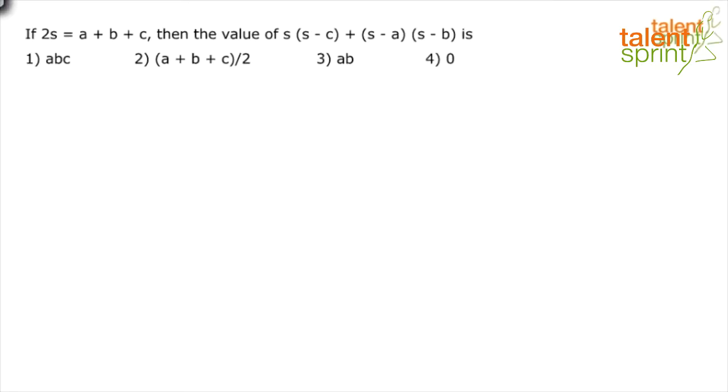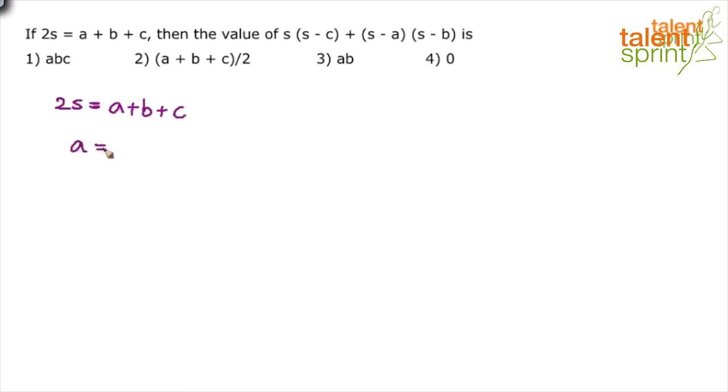Substitute values without violating any of the conditions. The question here says 2s equals A plus B plus C. Then what is the value of s into s minus c plus s minus a into s minus b? And options have been given to you: A plus B plus C by 2, A into B, 0, and so on. These are the 4 options. So what is the condition? 2s equals A plus B plus C, and there is no other condition given on A, B, C, and S here. So let us assume some values of A, B, C.